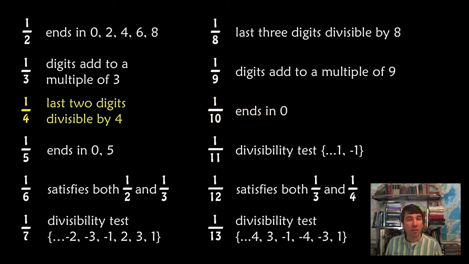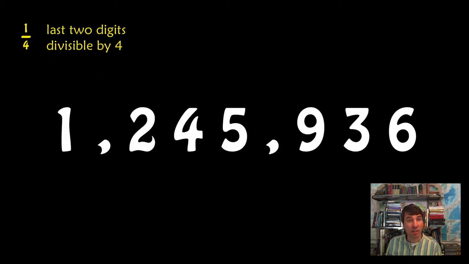What about divisibility by 4? Well, that's a little bit less obvious, but thankfully you can look at a number, and again, it's only the last two digits this time that make a difference. So is this number divisible by 4? Yes, because 36 is divisible by 4.